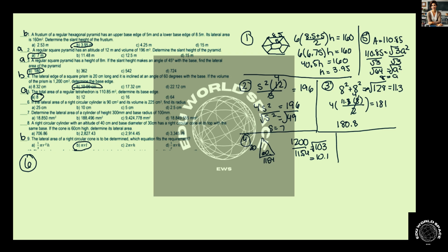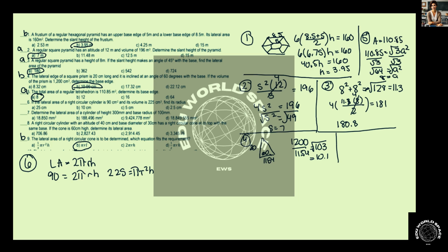Number 6. The lateral area of a right circular cylinder is 90 centimeters squared and its volume is 225 centimeters cubed. Find its radius. First of all, you have two formulas. The lateral area of a cylinder is 2 times pi times the radius times the height, and the lateral area is 90. So 90 equals 2 times pi times the radius times the height. Then I have the volume, which equals 225, and that equals pi times the radius squared times the height. You had to find the radius.